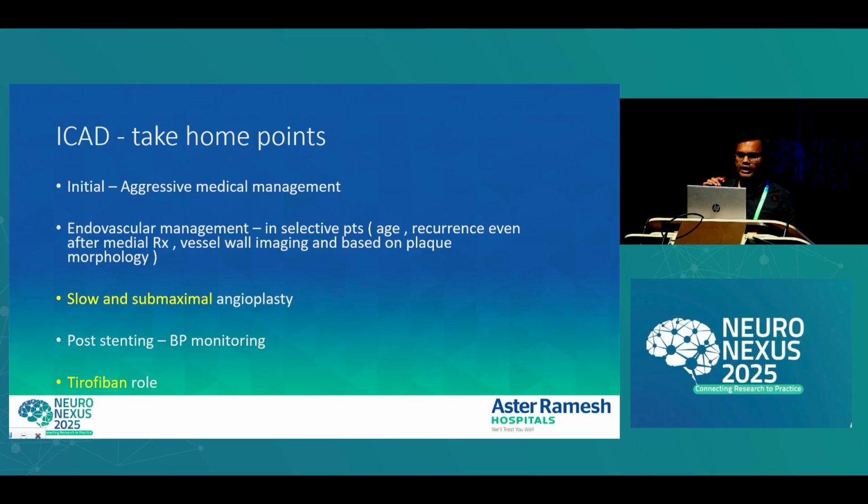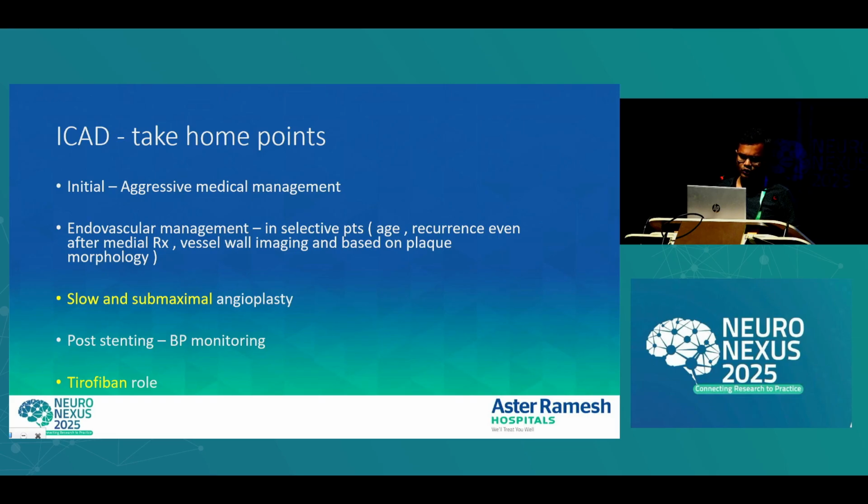To conclude, in ICAD disease, always initial best medical management is to be pursued, and endovascular therapy should be done in selected patients, considering age, recurrence after medical management, ruling out other causes of ICAD disease, particularly vasculitis, with a vessel wall imaging, and based on plaque morphology on Dyna-CT or Vaso-CT. And always angioplasty to be done slow and submaximal.